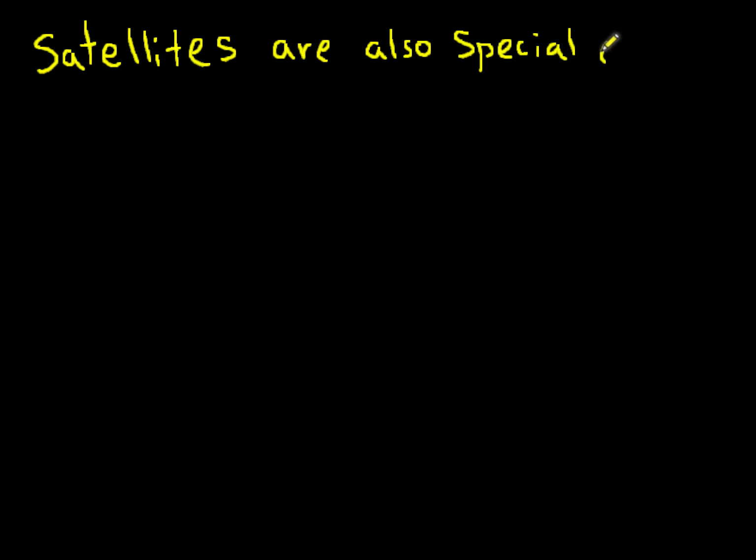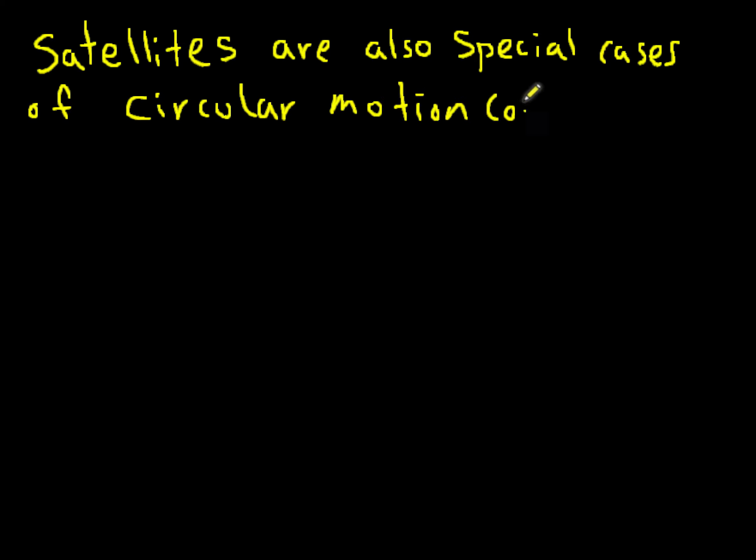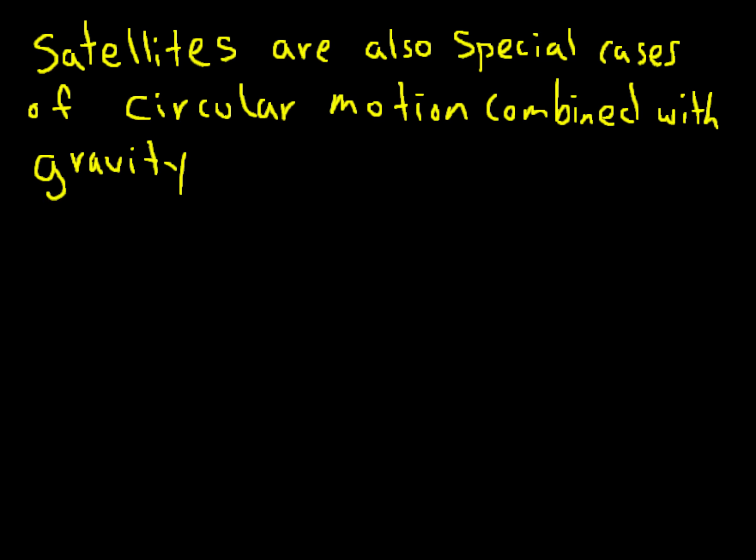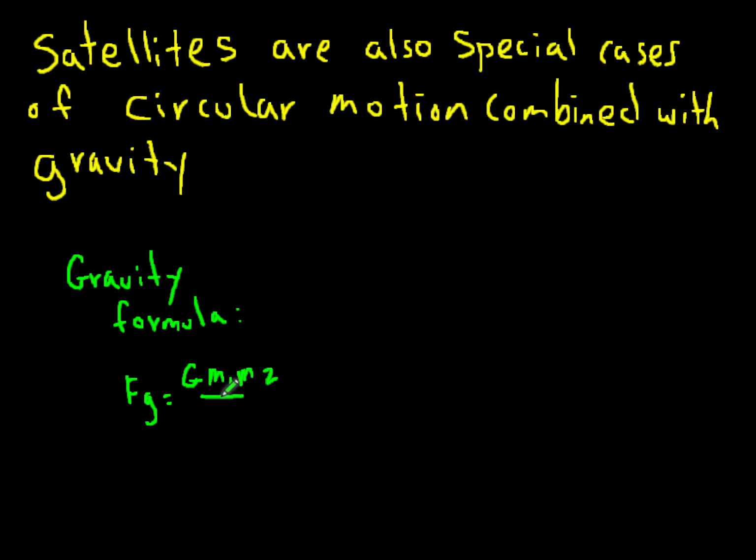Satellites are also special cases of circular motion, combined with the force of gravity. We're going to use three formulas in this lesson, three formulas that you've learned previously in the course. The first formula is the force of gravity formula from Newton's law of universal gravitation. This is Fg equals G m1 m2, divided by the distance between the two masses squared. Remember, this distance is always to the center of the objects.